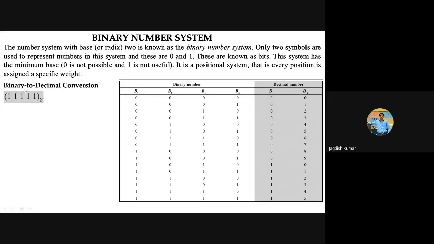Now, can we really convert this number to the corresponding decimal equivalent? How do we get it? What is the weight for each digit? This one has a weight of 1. This has a weight of 2 raised to the power 1, that is 2. This has a weight of 2 raised to the power 2, that is 4, and so on.